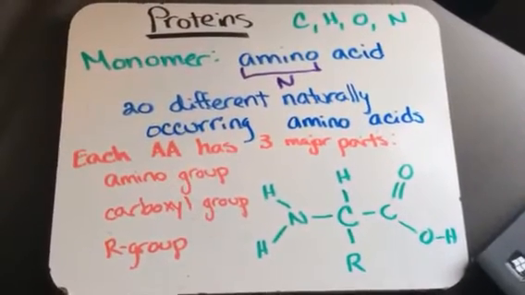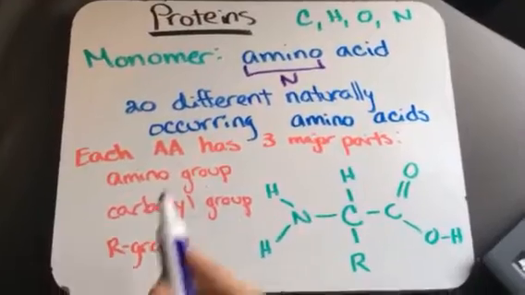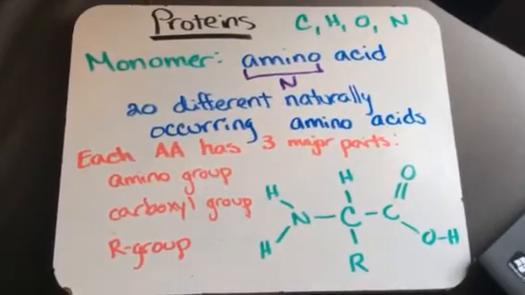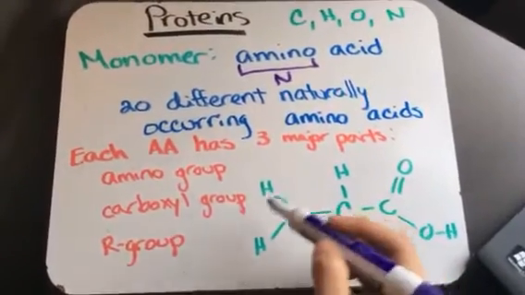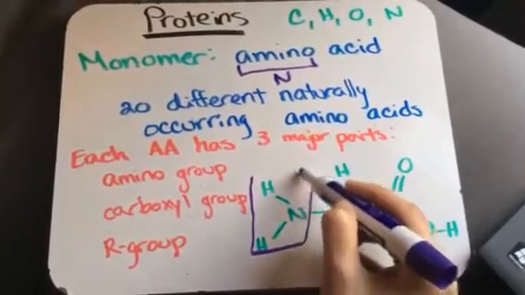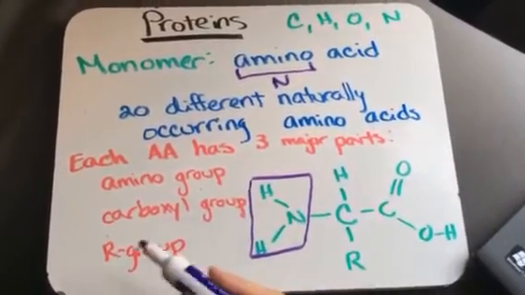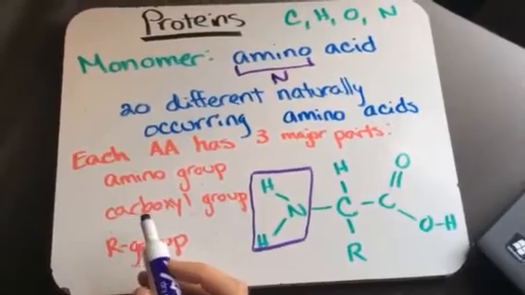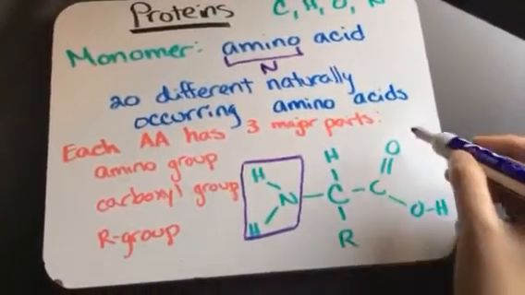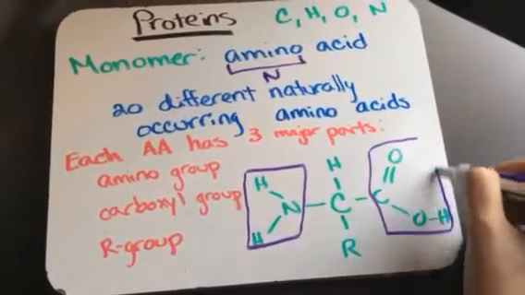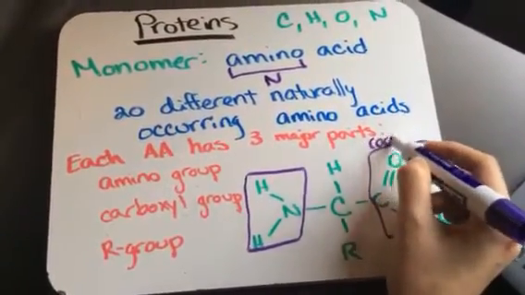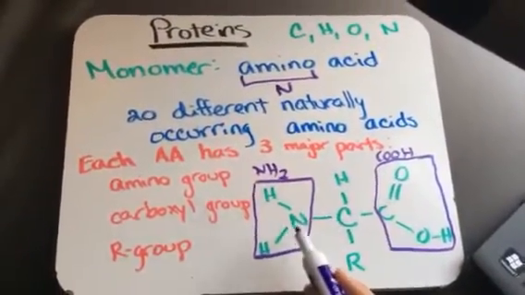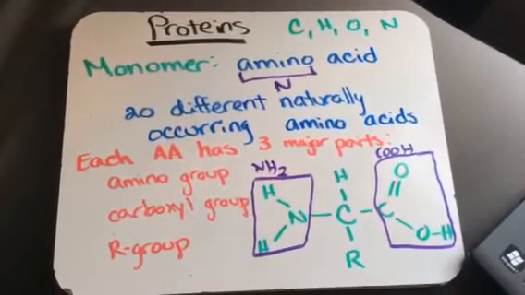There are 20 different naturally occurring amino acids. Anytime you see AA, it means amino acid. Each amino acid has three major parts. An amino group, which hopefully you can figure out is the one that contains the nitrogen, since amino means nitrogen. A carboxyl group, where carbo might refer to carbon and oxy might refer to oxygen. The carboxyl group is COOH. So anytime you see COOH, it's a carboxyl. NH2, one nitrogen and two hydrogens, is an amino group.